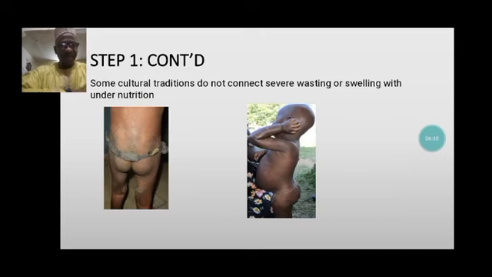This is the pictorial representation of acute malnutrition. Some cultural traditions do not connect severe acute wasting or swelling with undernutrition. We can see from the picture here, some cultures did not really look at it as malnutrition, as they have fetish belief for such diseases. They never knew that it is caused by malnutrition.